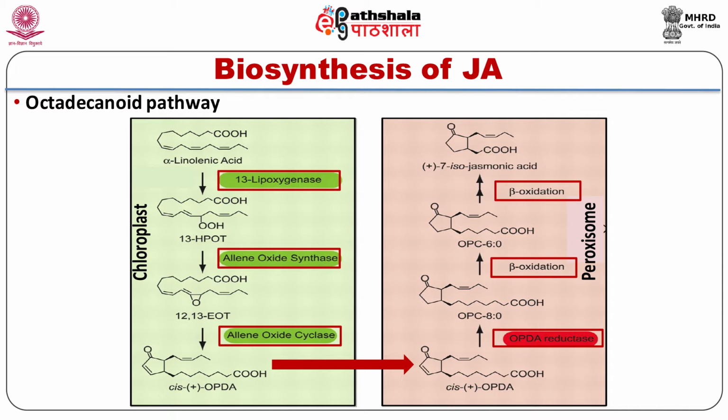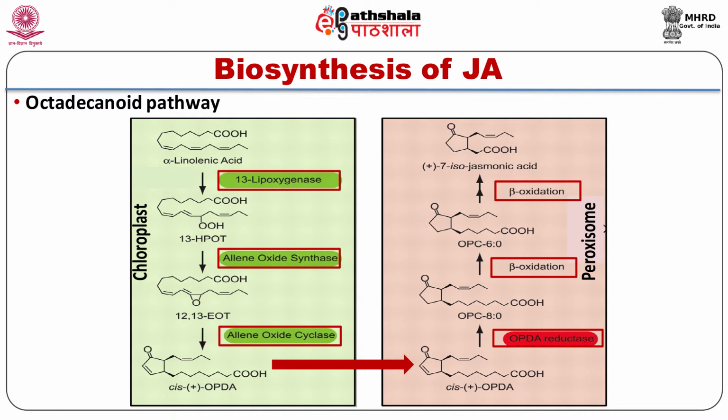In the peroxisome, the olefinic bond of the cyclopentanone ring is reduced by the enzyme OPDA reductase, and NADPH is used as a cofactor. After being reduced, it undergoes 3 cycles of beta oxidation by the acyl-CoA oxidase 1 enzyme, multifunctional protein and L3-ketoacyl-CoA thiolase and is converted to jasmonic acid.